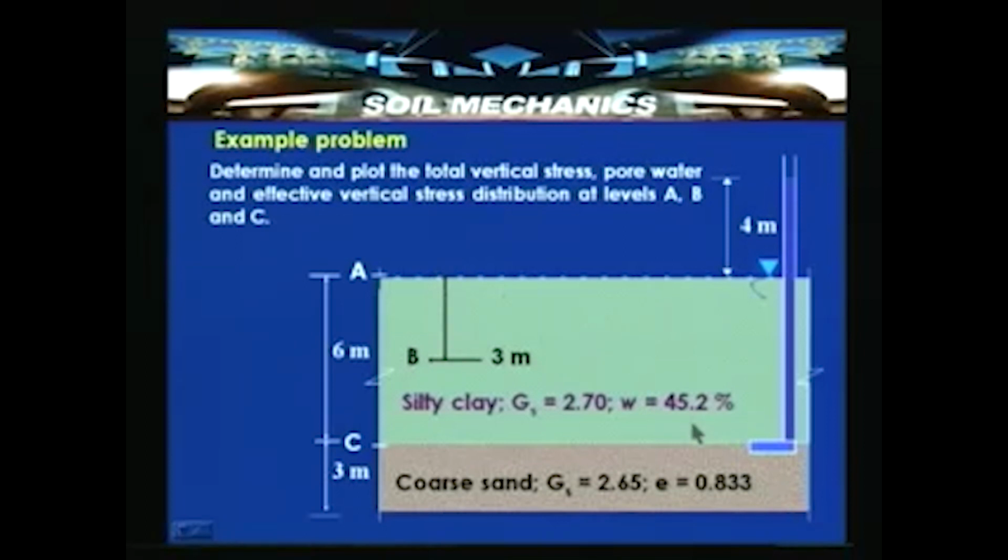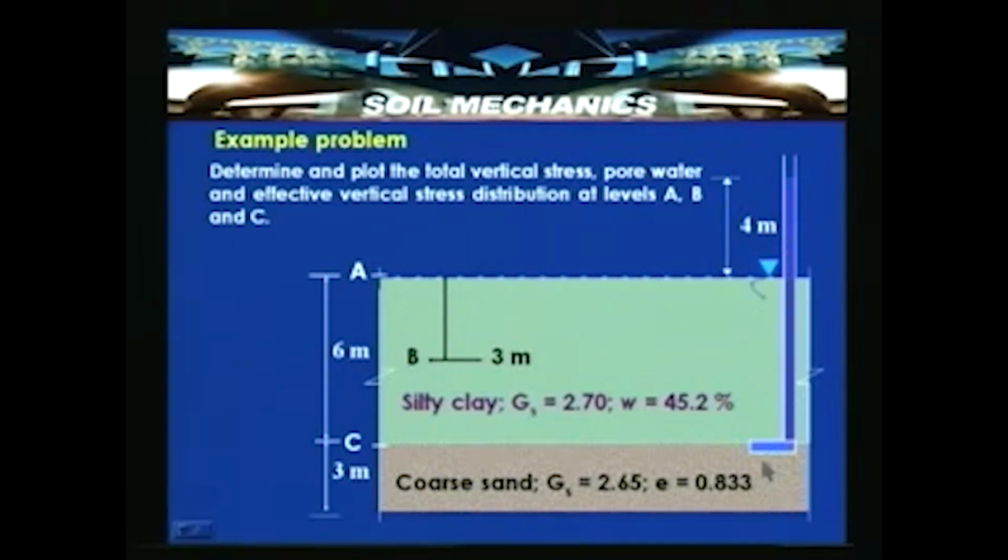So, here in this slide, two layers of soils are shown. The upper layer is silty clay having specific gravity of solids as 2.7, natural water content as 45.2%, and the coarse sand lying below this silty clay is under artesian conditions. So, the head of the water above the natural groundwater table is 4 meters.